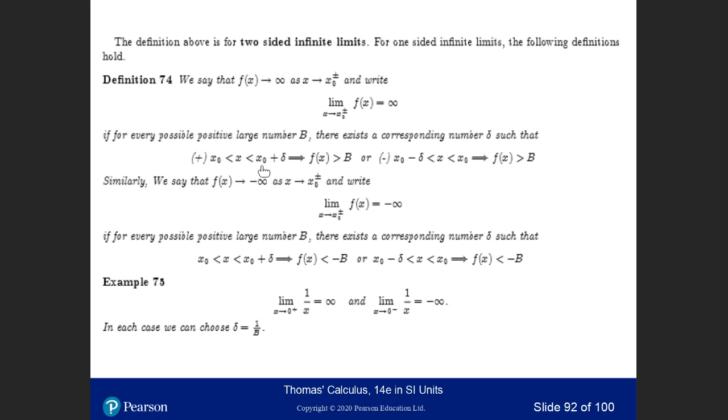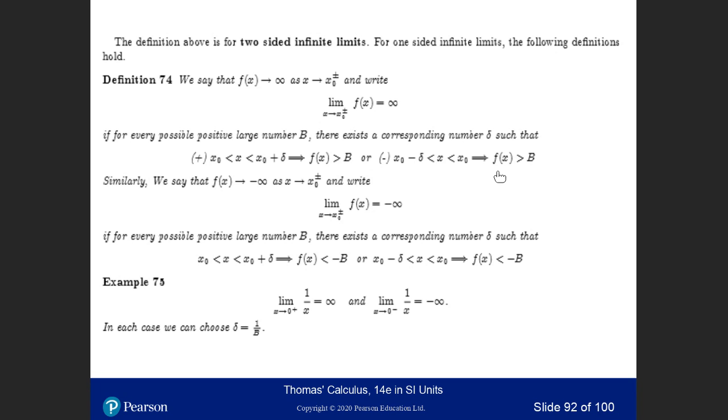For all x in this interval except x of 0, f of x should be greater than b for going plus c. For minus infinity, again, you will have an interval x of 0 minus delta, x is greater than x of 0 minus delta, which is less than x of 0. So for all x in this interval, there is a misprint here. f of x should be less than minus b.